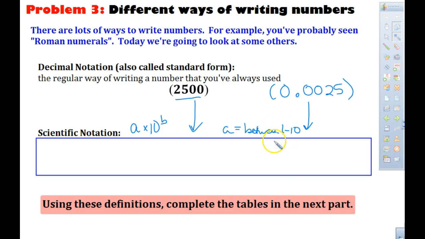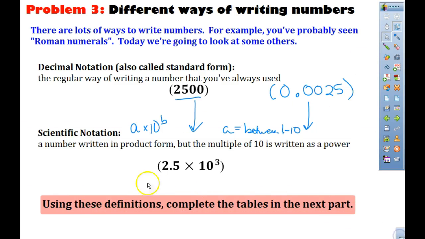It can never be greater than 10, but it has to be bigger than 1. So when I look at scientific notation, what I would like you to put in your notes is that you are going to write down a number that is in product form. That means you have to show this multiplication. That's what product form means.